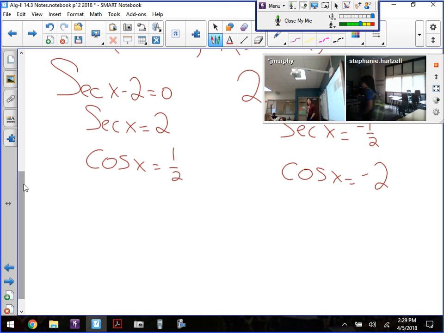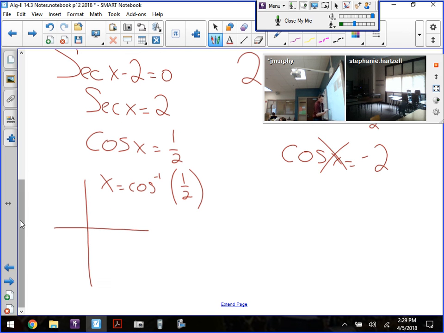Can I do that? Cosine of x is -2? Nope. I know right away that's not going to work. But I do know that I can say what angle has a cosine value of 1/2. That means my adjacent is 1, my hypotenuse is 2, which makes me a 60, which is pi over 3. And where else is cosine positive? The 4th quadrant, so I heard you say it was 5 pi over 3.